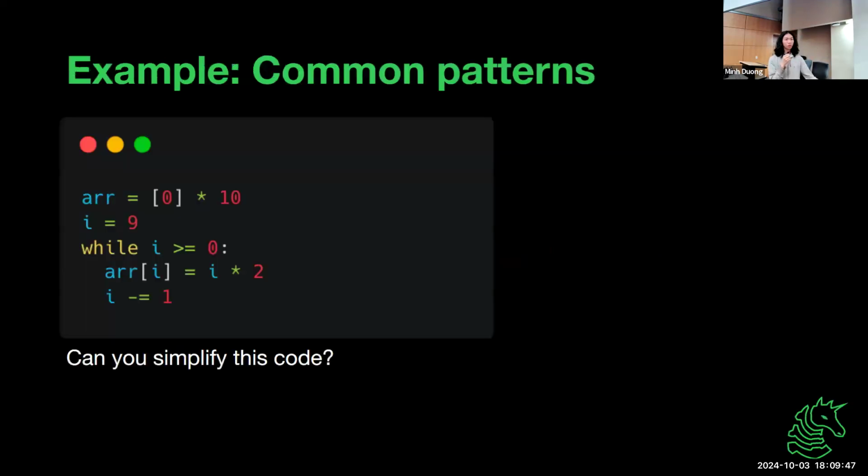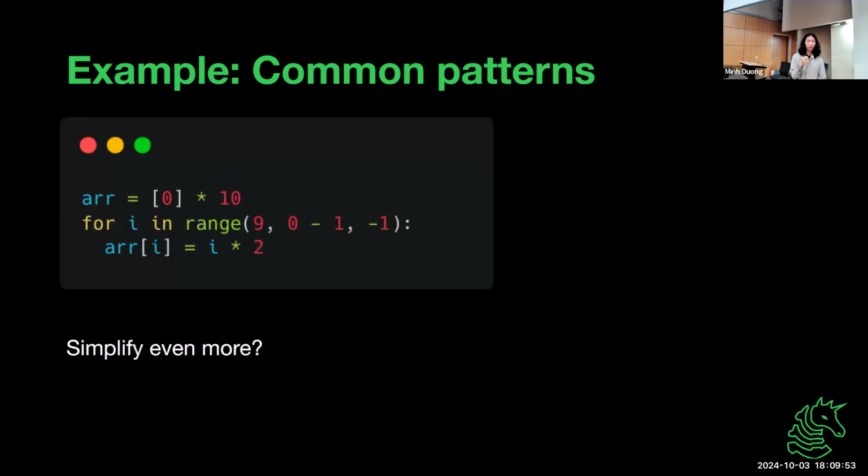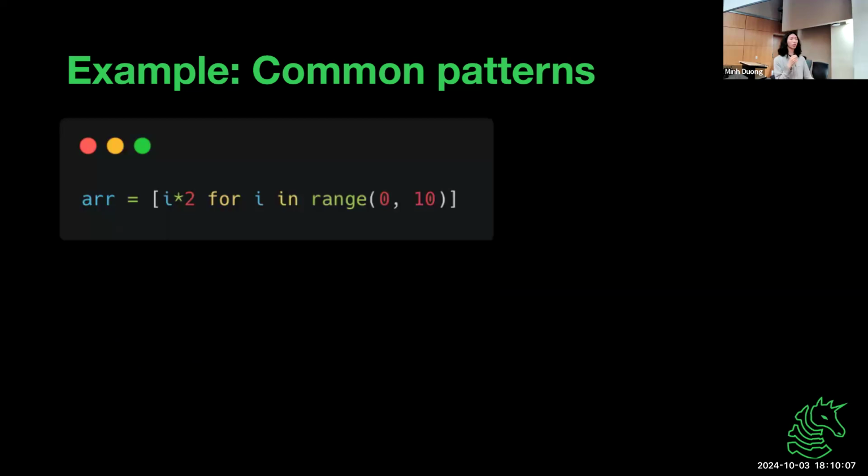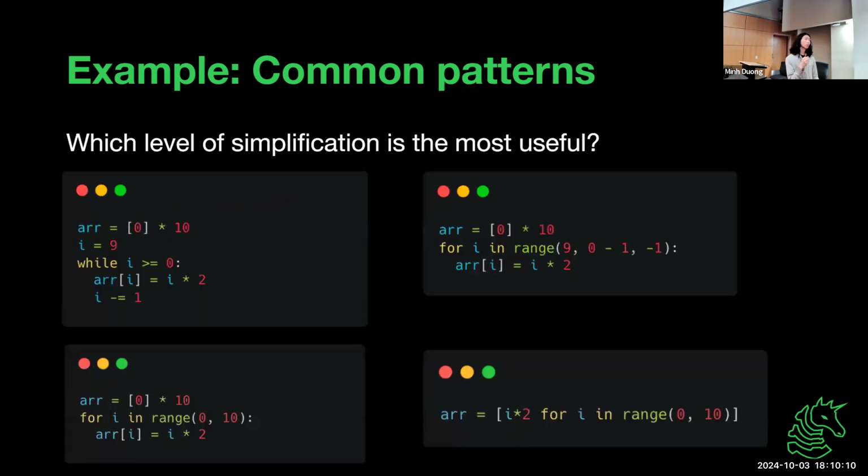So we have this code section here. Looks like we have a loop and some variables. We can simplify it to a for loop, but the order doesn't actually matter. So we can make it from 0 to 10. And in Python, we can simplify this further with list comprehension. Some of these, for example the first chunk, are probably not the most useful. The last one is generally useful, but sometimes we might want a slightly lower level. So which one is the most useful can vary depending on circumstance.